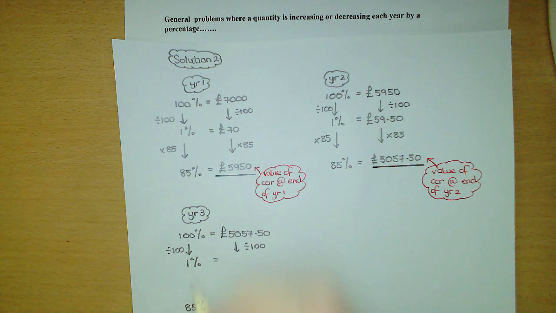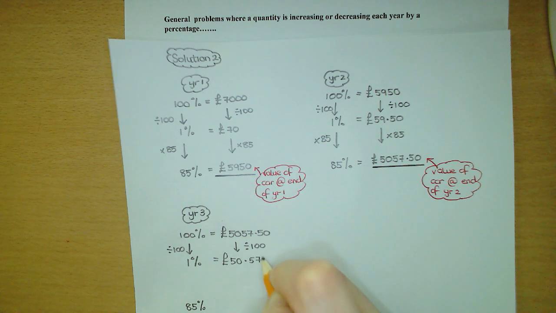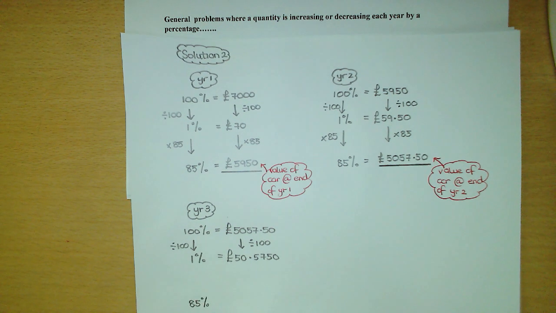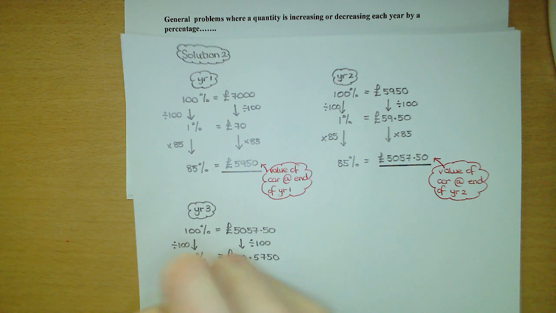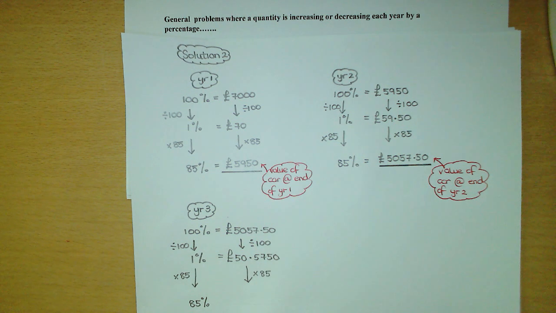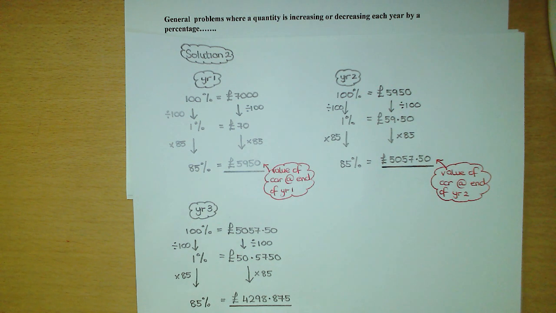So 1% is going to be worth £50.5750. Don't worry about the fact it doesn't make sense because we're not finished. And then we're going to multiply both sides by 85. So go back to calculator, 50.5750 multiplied by 85, and that's going to give us £4,298.875. Again, you can see that the cost is continually falling. So that's the value of the car at the end of year 3.